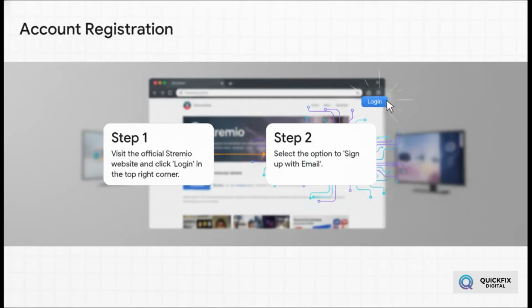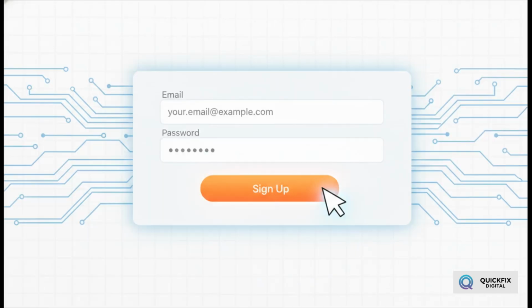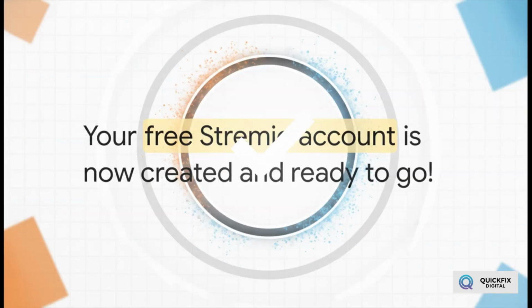Okay, first things first, you need a free account. Just head over to Stremio's website and hit Login. When you get to the next screen, go ahead and pick the Sign Up with Email option. You know the drill. Pop in your email, create a password, and click that Sign Up button. And that's it. Your free Stremio account is now created and ready for action.